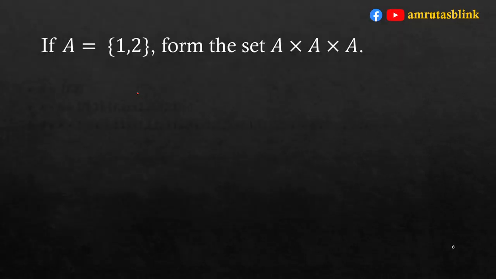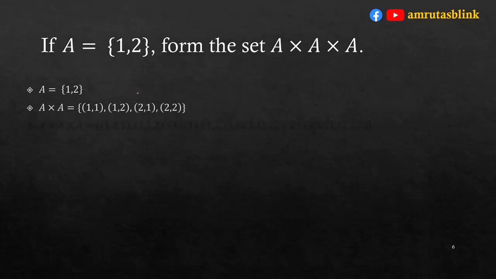If A is equal to {1, 2}, form the set A Cartesian product A Cartesian product A. So we need to find out product of 3 sets. Now set A is equal to {1, 2}. So we can simply find out A Cartesian product A as (1, 1), (1, 2), (2, 1) and (2, 2), similar to previous problem.